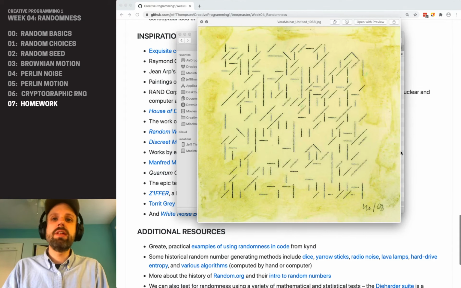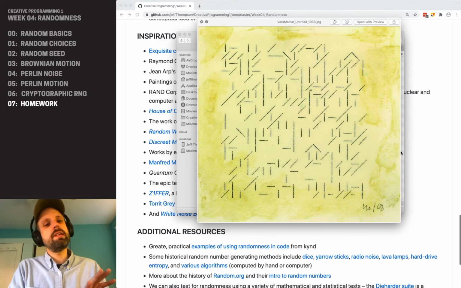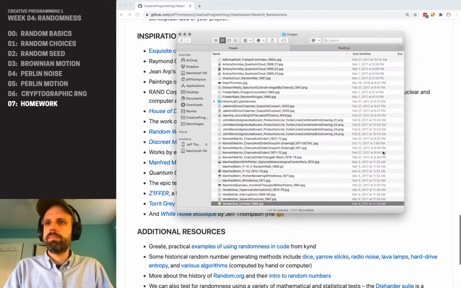One of the reasons I love this is it's generated in the computer, but then printed or plotted probably, and then it involves hand painting with like watercolor or something. So mixing those two media as well is really cool.